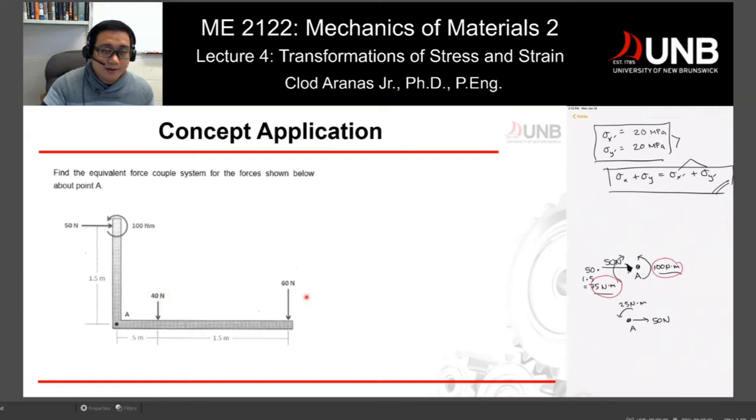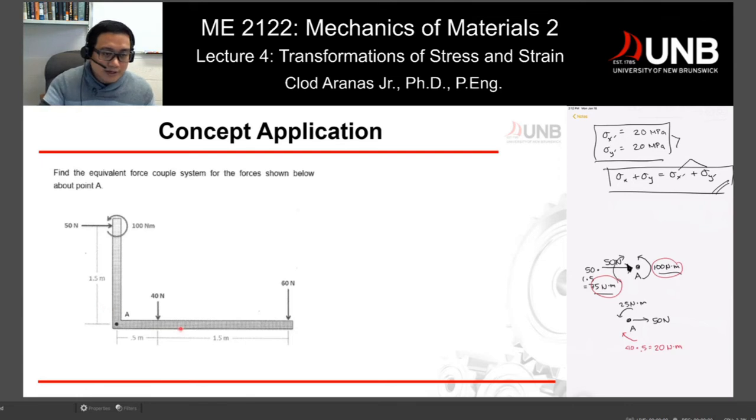How about 40 and 60? So we can apply the same. So for example, at point A, it's 0.5 times 40. So it creates a moment which is clockwise. I'll change color, clockwise, which is equivalent to 40 times 0.5, and that would give you 20 newton-meters.